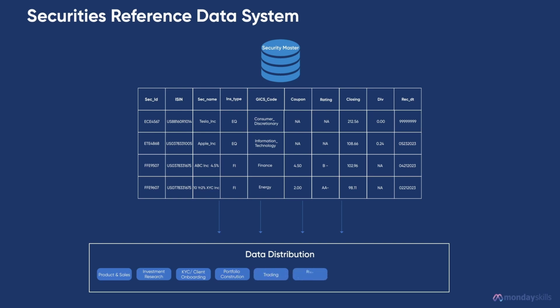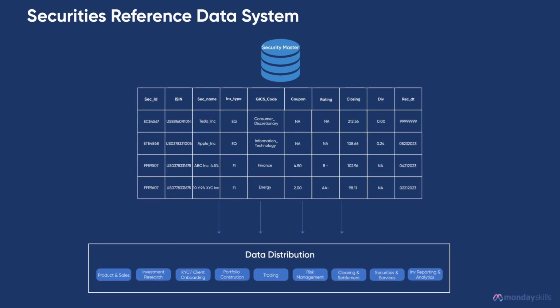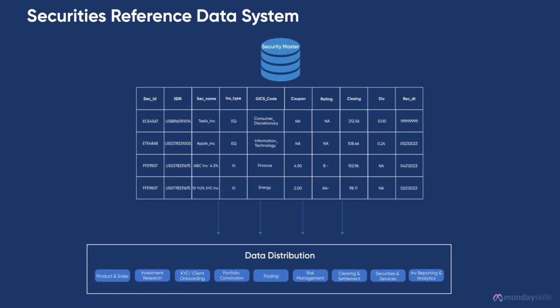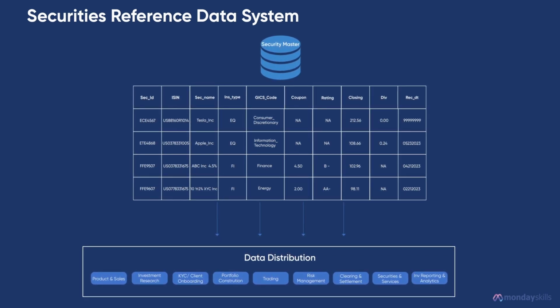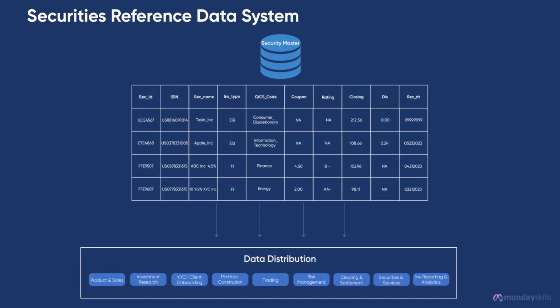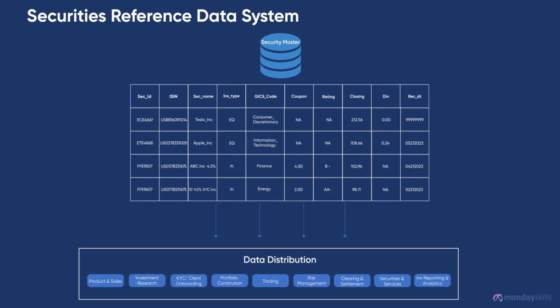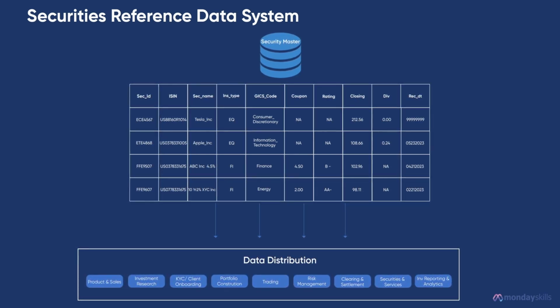Reference data is consumed by multiple downstream systems, including trading, risk management, trade processing, securities settlement, accounting, reporting, and other systems. As the golden record is updated, a notification is triggered to downstream systems to update their records. APIs may be used to retrieve data from the reference data system. A reference data hub can also facilitate the distribution of reference data to downstream systems.